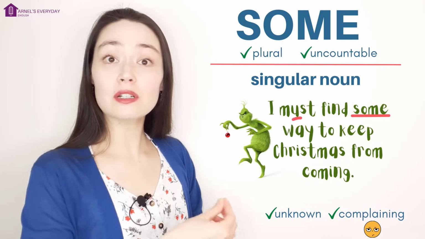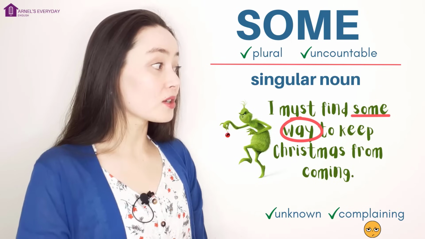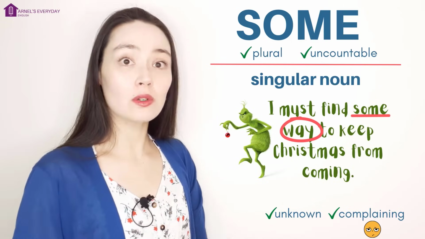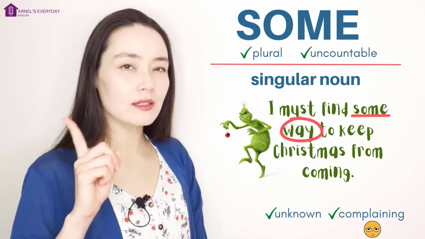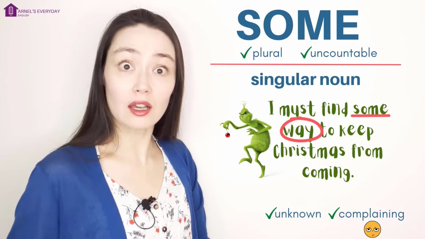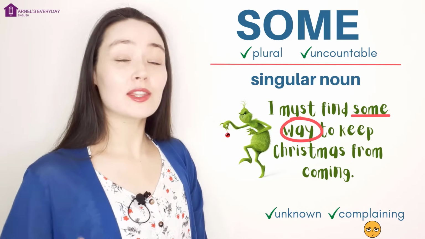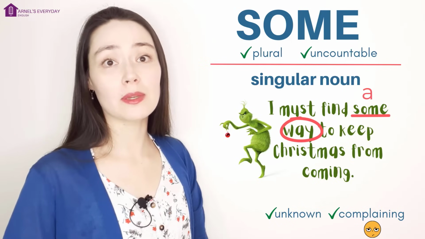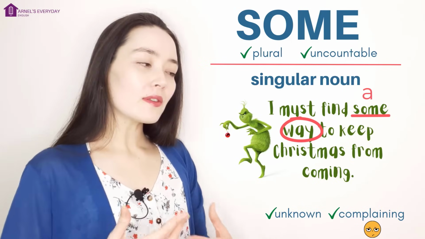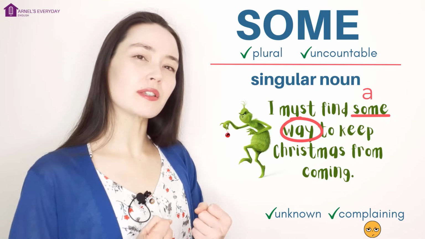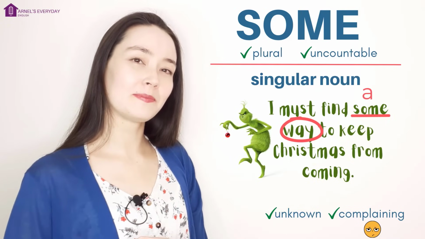Some plus singular noun. Is the way the Grinch can stop Christmas known? It's unknown. He still needs to think. Is he a little bit angry? Yeah. Technically, the Grinch could say, I must find a way to stop Christmas from coming. But I have the feeling the Grinch is very expressive. He knows how to use some.